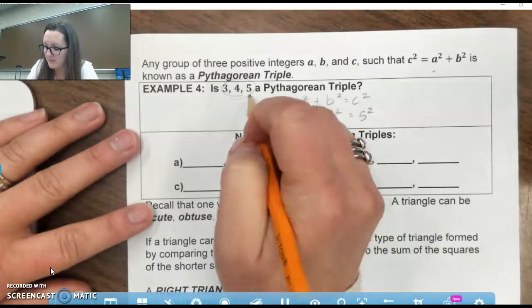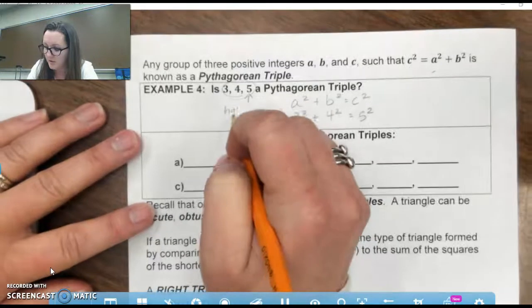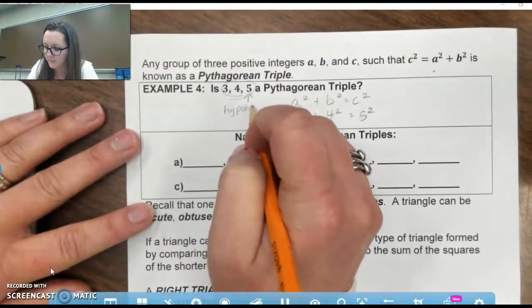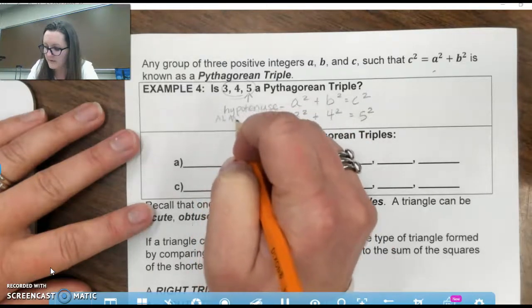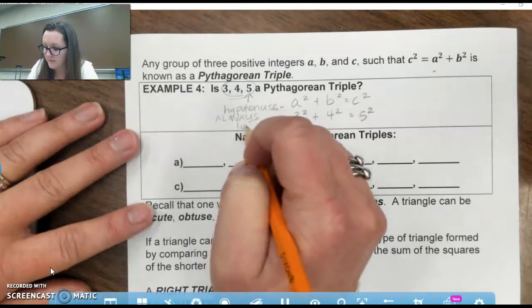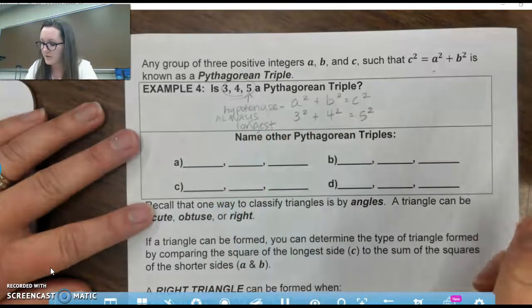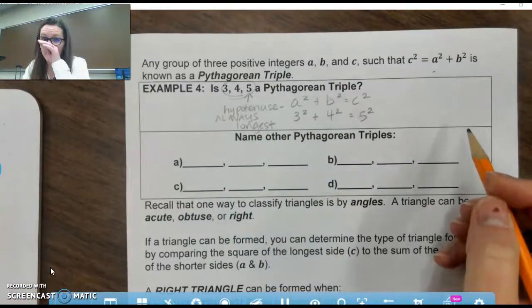That's because your hypotenuse is always your longest side, right? Always longest. So I'm going to always put it where C is for the hypotenuse.